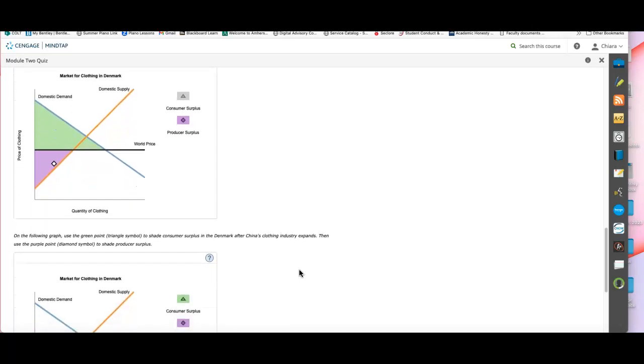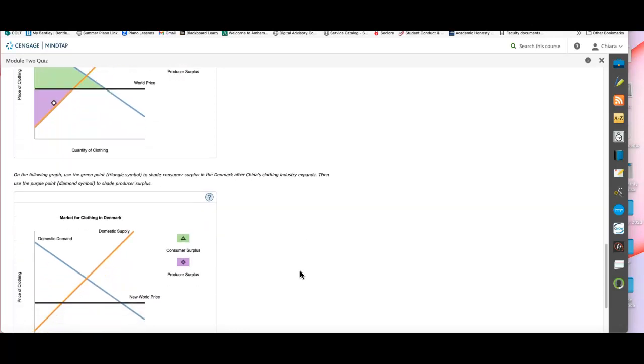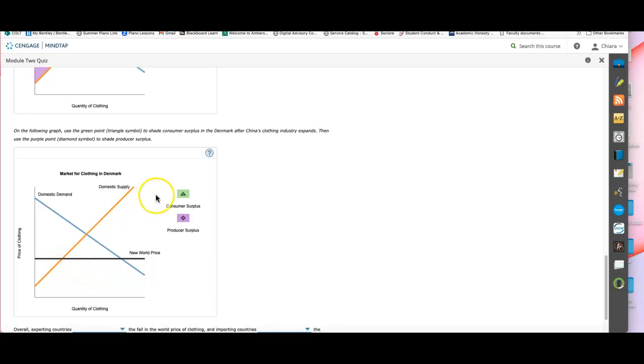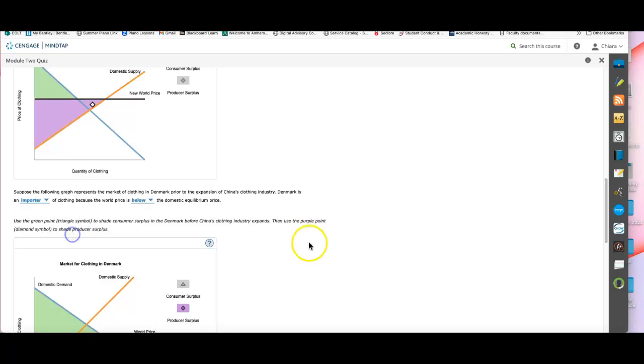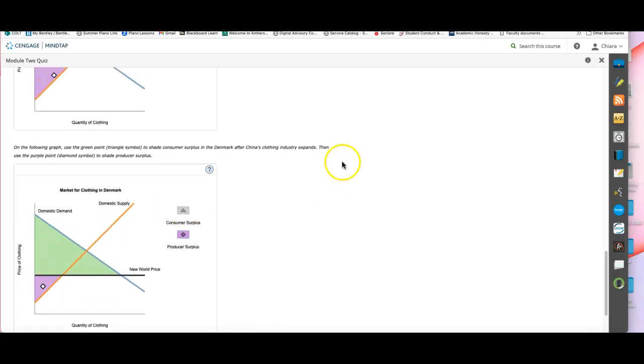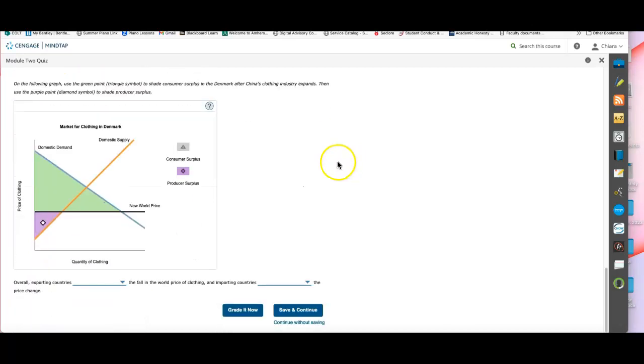On the following graph, let's use the green point to shade consumer surplus in Denmark after China's clothing industry expands. So now the price has gone further down. Consumer surplus is going to be even bigger. You can drag it here. And producer surplus is going to be even smaller than it was before if we compare. It's a smaller triangle.